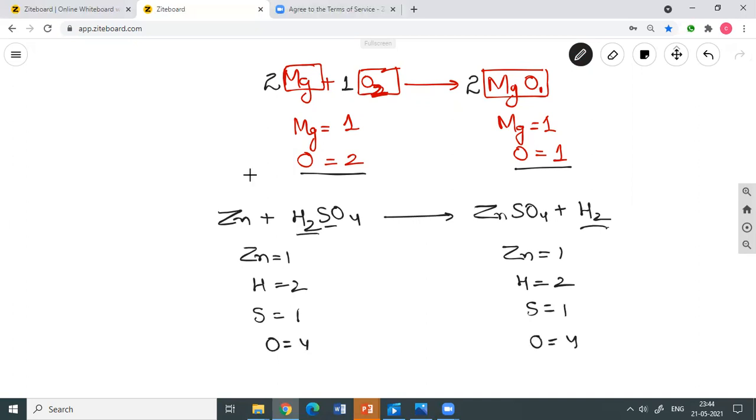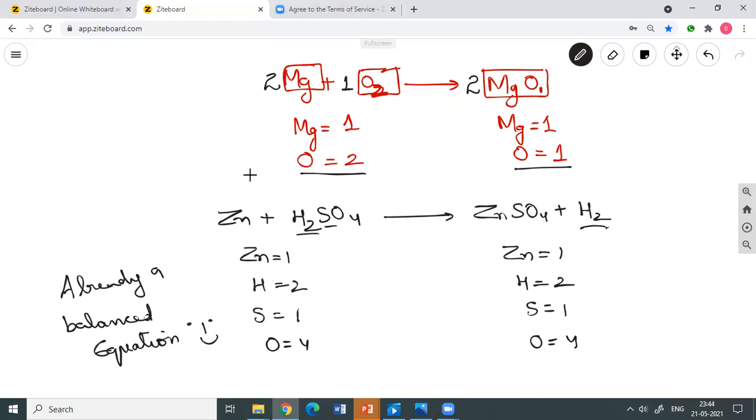So here, this is already a balanced equation where all the atoms are equal on both the sides. So this is already a balanced equation. We need not balance it. So in this way, we have to check the reactant side. In this way, we have to check the product side. And then we have to balance it.